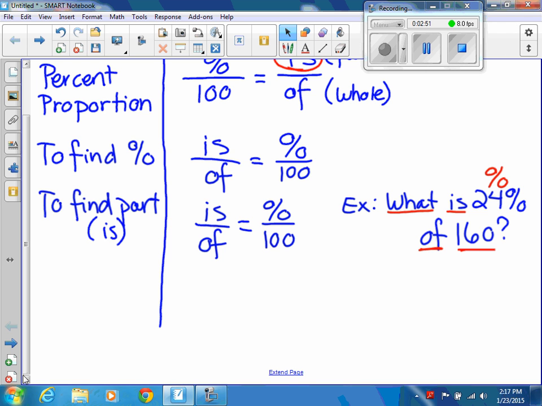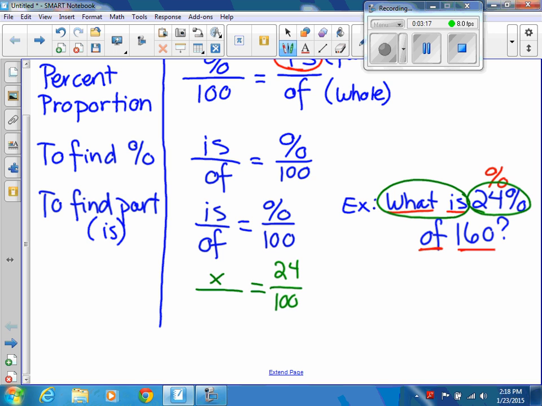So clearly it's telling us the what is. That's my unknown. And we even said over here, we're finding the part. So there's my x. I don't know what that is. We know our percent. It says our percent is 24%. Well, we don't even have to worry about decimals or anything else like that because we're going to make it over 100 instead. So it's 24 over 100. Whatever this percent is right here, we're putting right on top right here. Okay. Now it says of 160. So clearly then the of is going to be 160 right here.